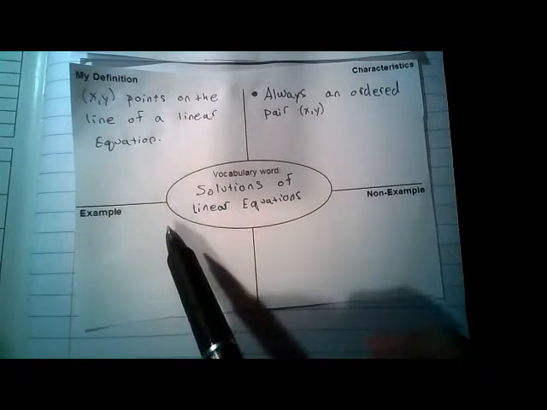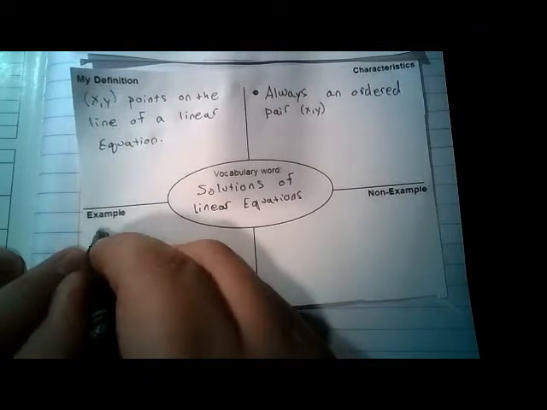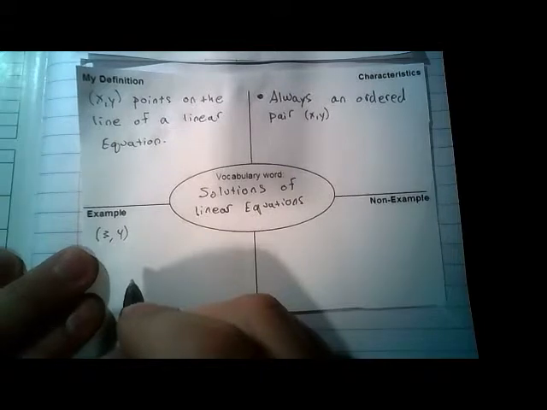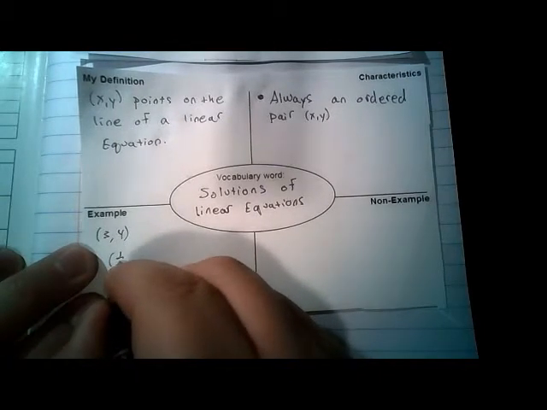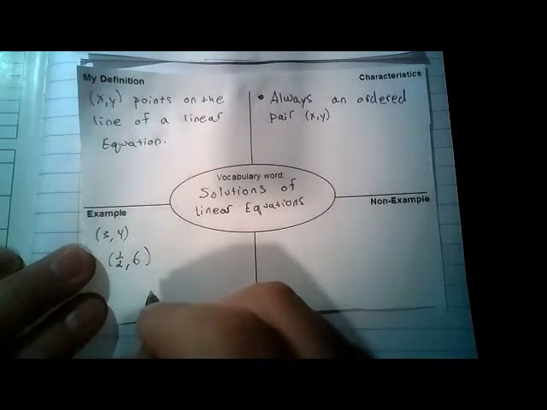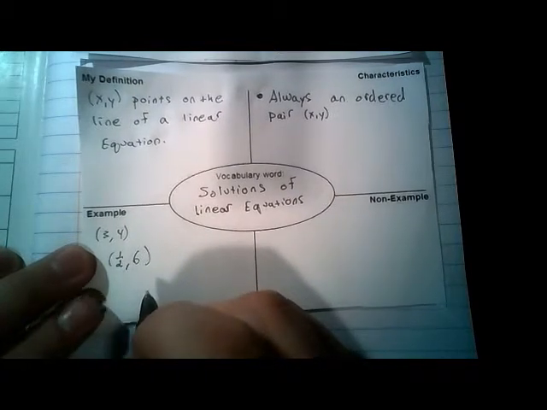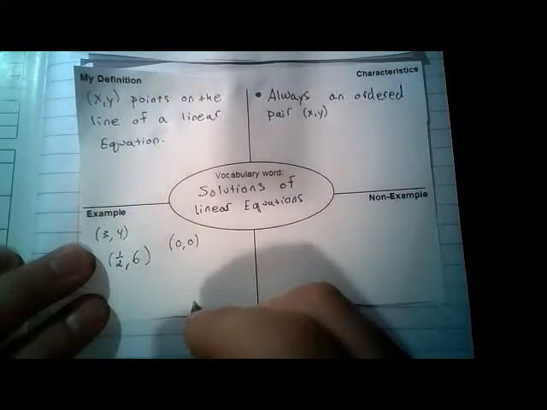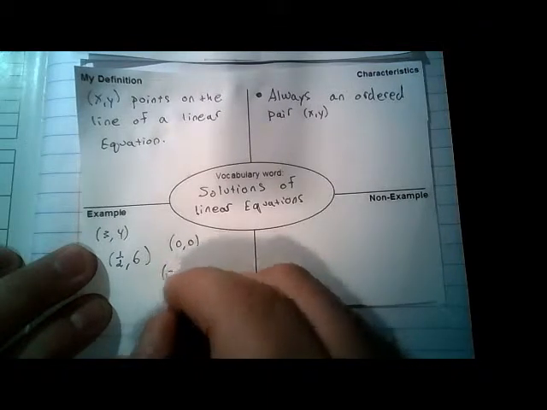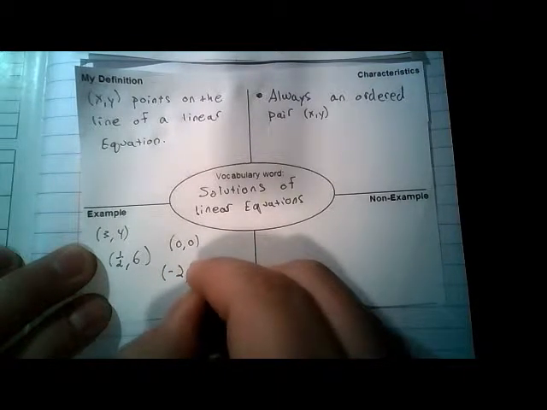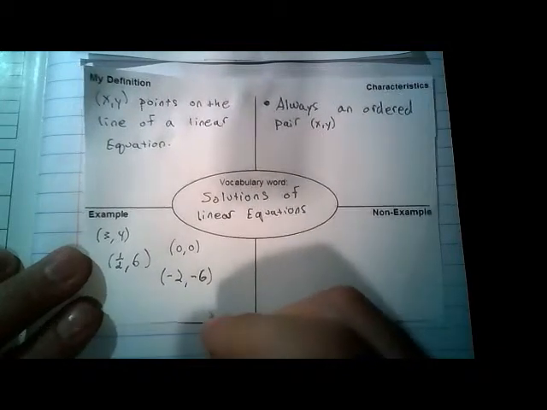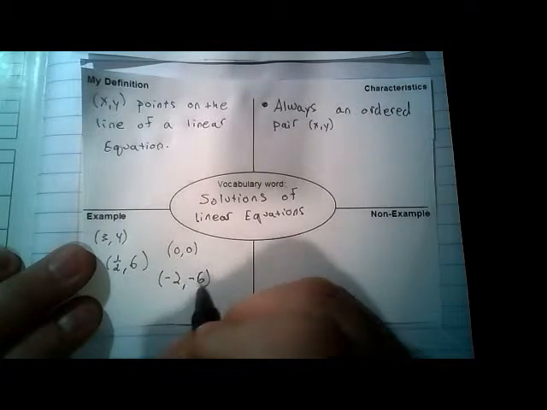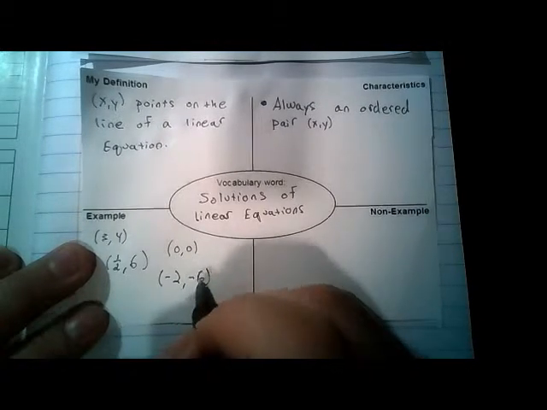And so an example of a solution would be if the line goes through the point (3, 4), then that would be a solution. Or if it went through (1/2, 6). It doesn't matter if it's a fraction, it's still a number. It could go through the point (0, 0), which is actually pretty common. Could go through some negative numbers, (-2, -6). So it's any of those points that are on the line. These are the xy coordinates that are on the coordinate plane.